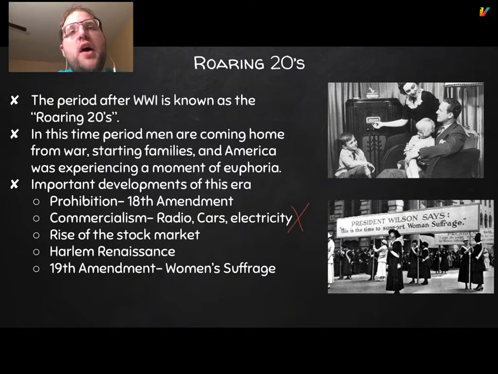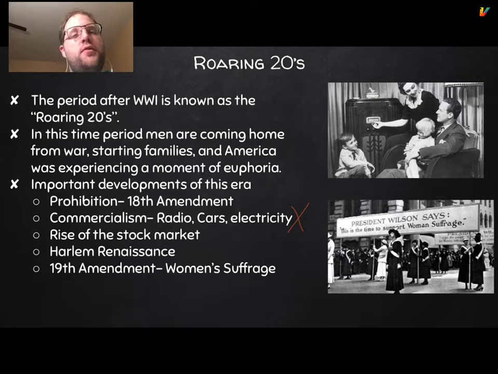Companies are going to be selling stock in their company to try to invest and make money so that they can come up with new things. And that's a good thing in the 1920s for the most part, until the Great Depression happens with the stock market crash, right?